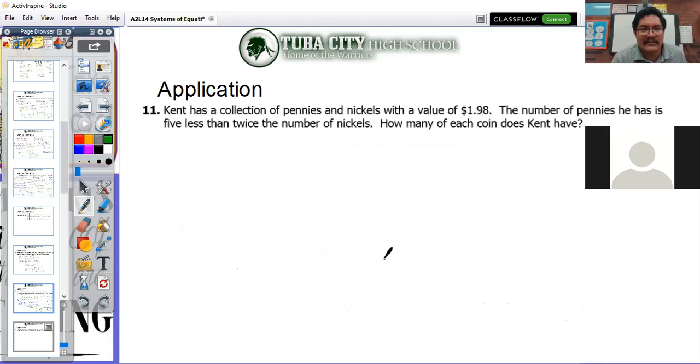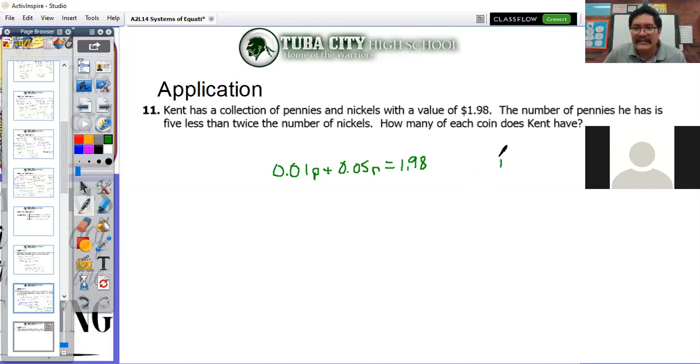Let's go ahead and move on to the last one. Kent has a collection of pennies and nickels with a value of $1.98. Okay, so this is pretty easy. Pennies are 1 cent, written like, oh, excuse me, nickels are written in dollars like that. So that's N equals $1.98. Okay, that was super easy. There was no introduction statement, and we've already seen a problem like this before. So again, we have one side that is the value, and the other side is probably going to be the quantity. Now this one's a little bit of a tougher one because it says here the number of pennies.